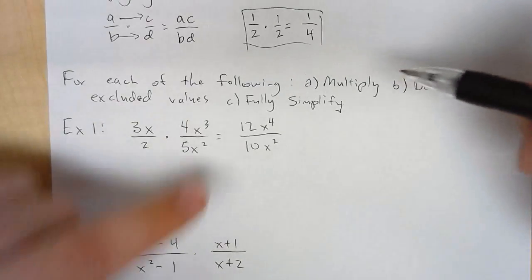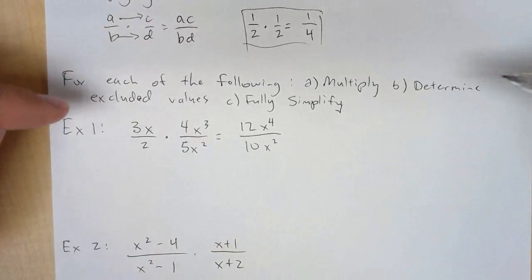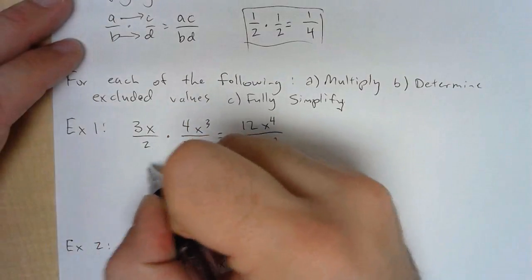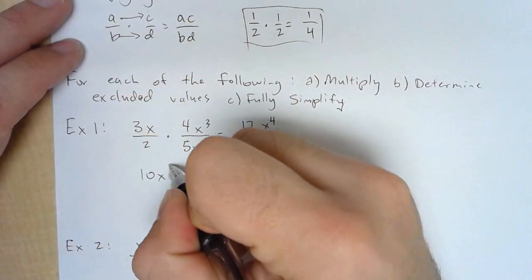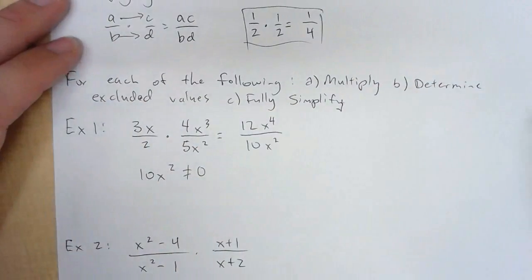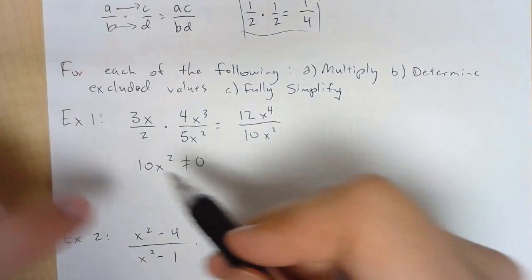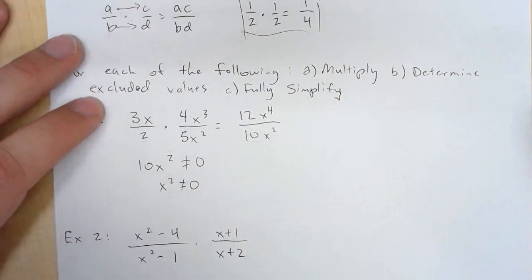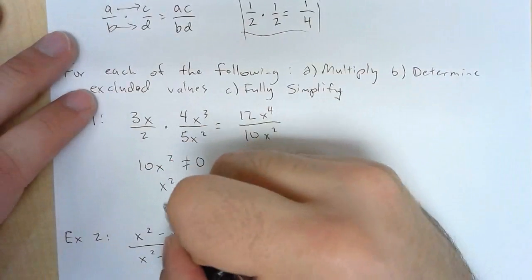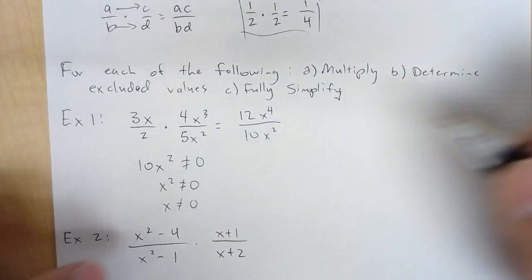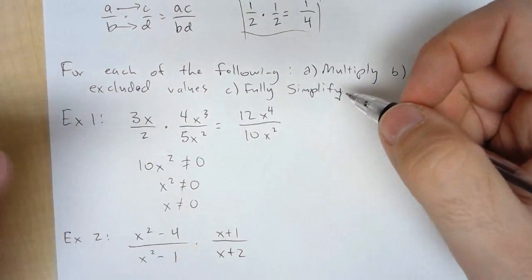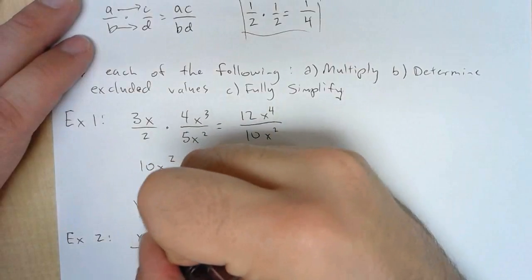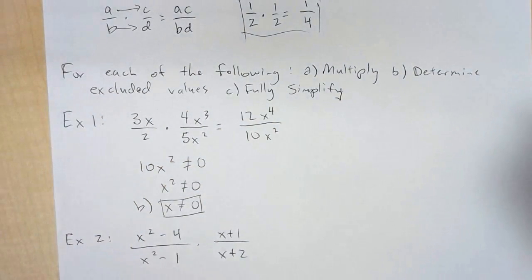So we've multiplied. Now we need to determine our excluded values. Remember, we can't divide by 0, so we take that denominator and say this bottom part cannot be equal to 0. What's our excluded value? We can divide both sides by 10, and we get x squared cannot be equal to 0. Then the square root of both sides gives us x cannot be equal to 0, because 0 multiplied by itself is 0, and 0 multiplied by 10 is 0. So our only excluded value, our only part b, is x cannot be equal to 0.